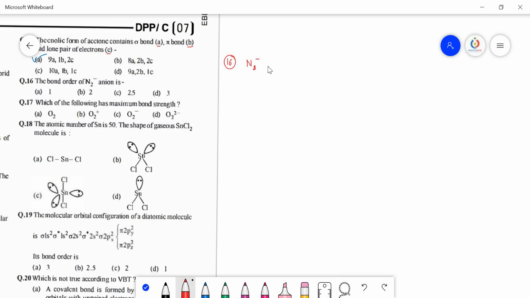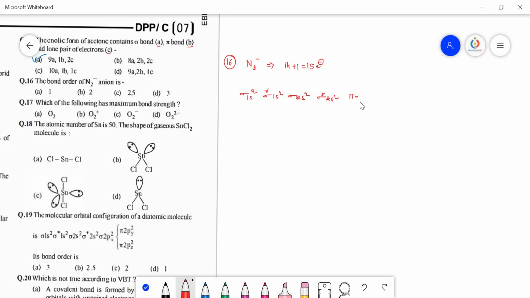N2 minus: nitrogen has 7 plus 7, 14 electrons, plus 1 extra electron, so totally 15 electrons are there. According to the molecular orbital electronic configuration, we can write sigma 1s2, sigma star 1s2, sigma 2s2, sigma star 2s2. Totally 4 into 2, 8 electrons are over.